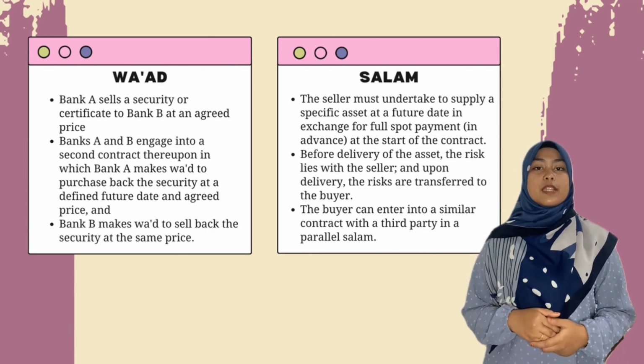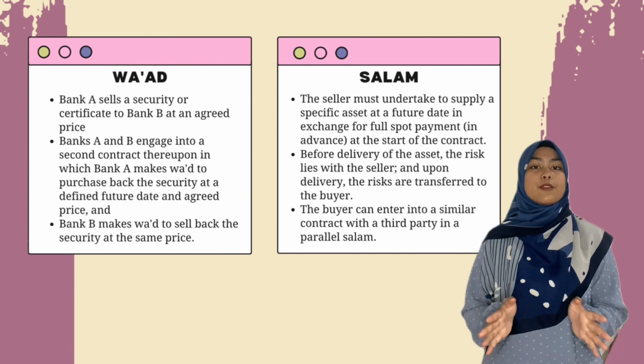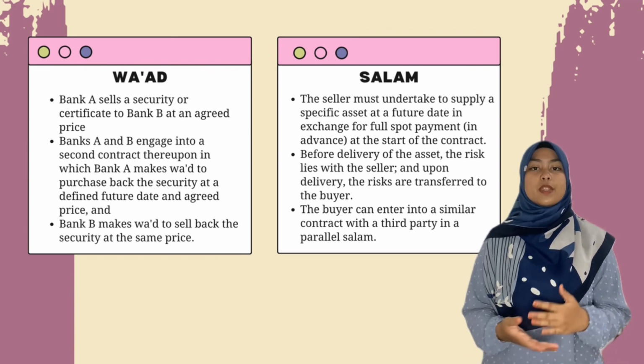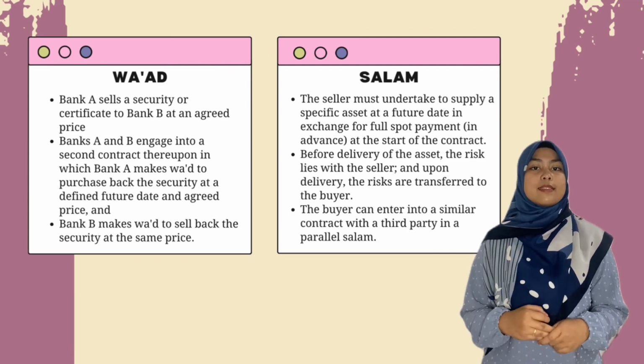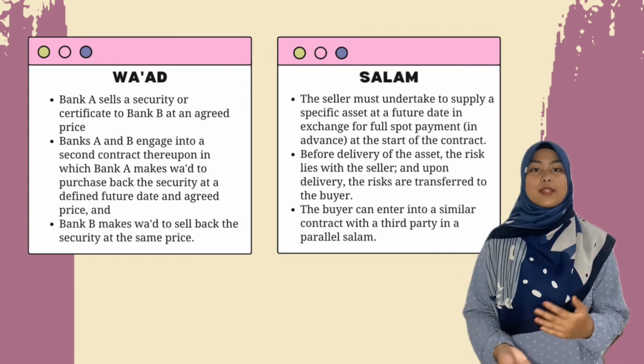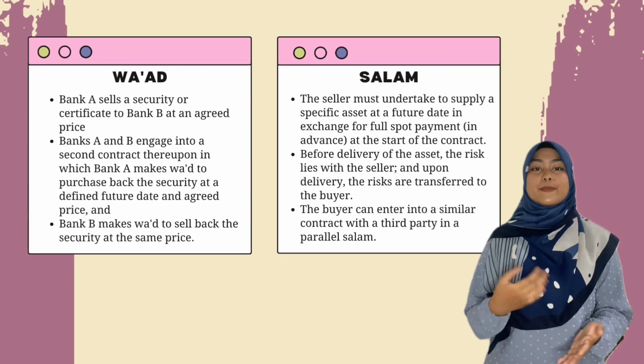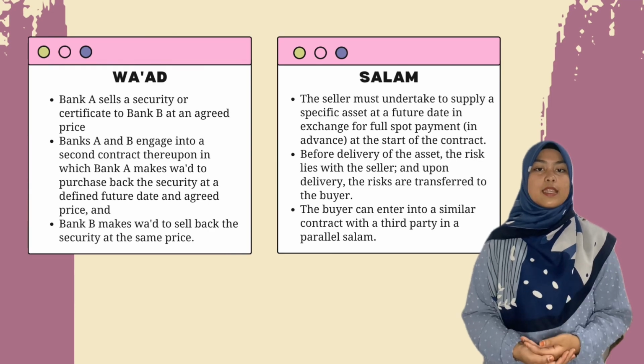Second, before delivery of the asset, the risk lies with the seller, and upon delivery, the risks are transferred to the buyer. Third, the buyer can enter into a similar contract with a third party in a parallel salam. This parallel contract will be independent of the first salam contract.